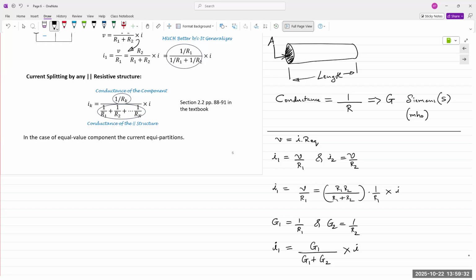We simply take the conductances and add them up. So we got G1 over G1 plus G2. For three, we would do G1 over G1 plus G2 plus G3. For four, you add up all four. For five, you add up all five. So it makes analysis and calculation far easier and simpler than working with resistances. All right, and so that's where we use conductances.